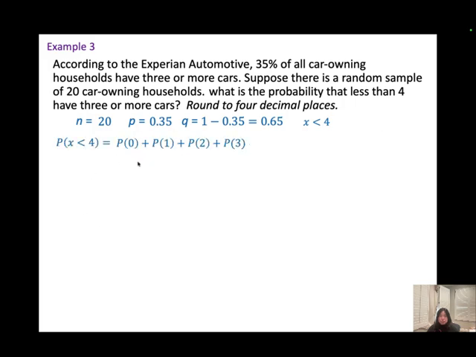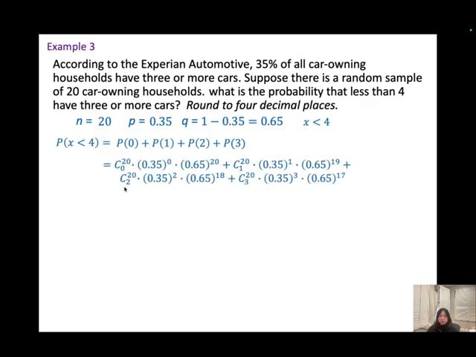So if I'm using the formula, I have to plug it in one by one. Okay, so you can see the first one would be 20 choose 0 times p to the power of 0 times q to the power of n minus x, which is going to be 20. And then this is going to be your p1, p2, and p3. So plug in everything to your calculator, and you're going to get this answer.